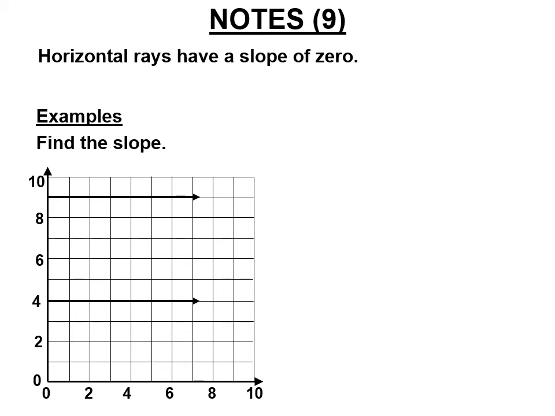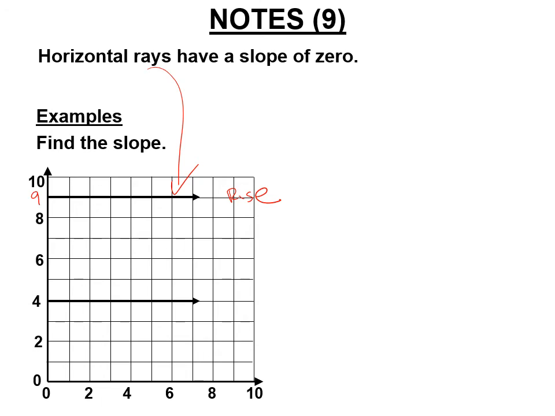Horizontal rays have a slope of 0. Okay, so these are horizontal, right? The table you're writing on hopefully is horizontal. Not all the desks in my class are horizontal, but some of them are. The floor hopefully is horizontal. It's flat.